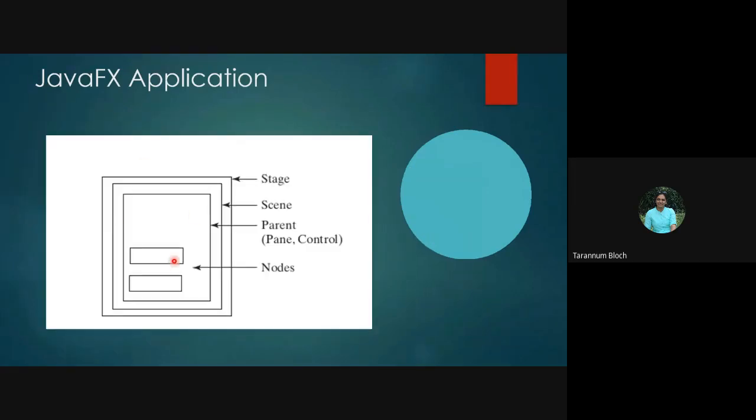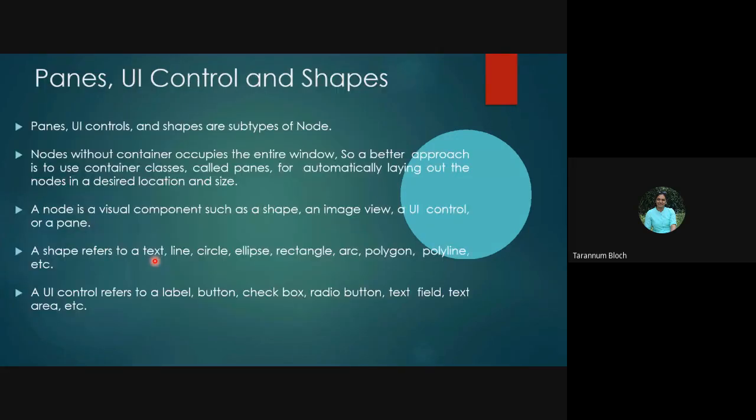And then we have seen this diagram. We said that we will have the stage as a window, in that we will set up the scene, and then we'll have the parent node, that is the pane or control, and inside that we will have different nodes such as the text box or button or radio button, whatsoever we want, right? So now we are moving further, and we are discussing the panes and UI controls.